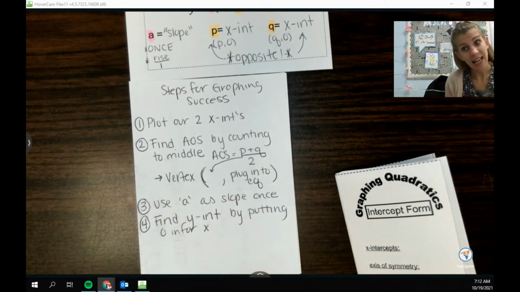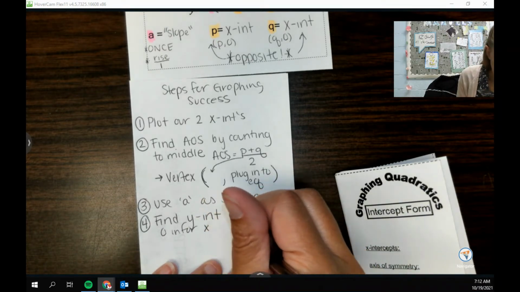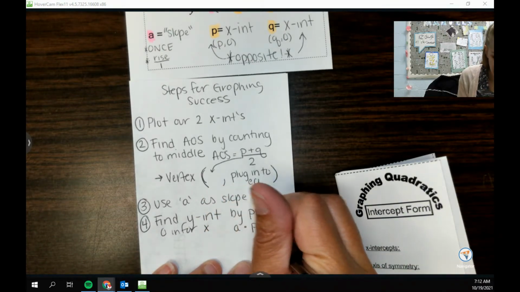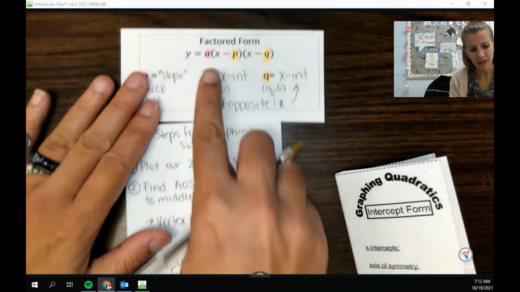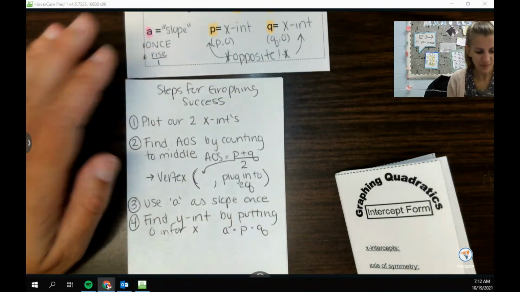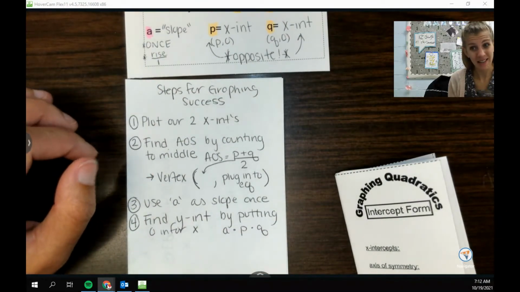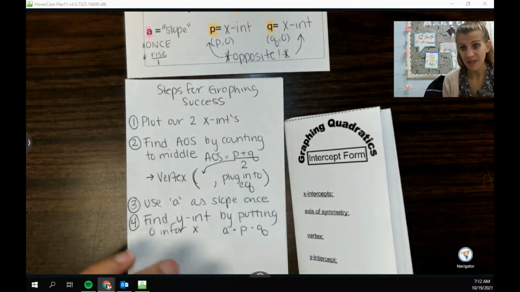And some of you noticed that yesterday, what this looks like is we really end up doing A times P times Q, because the x's just go away. So that's kind of nice. And then you'll have a really nice looking graph. Again, steps 3 and 4 are extra here. So let's try some.